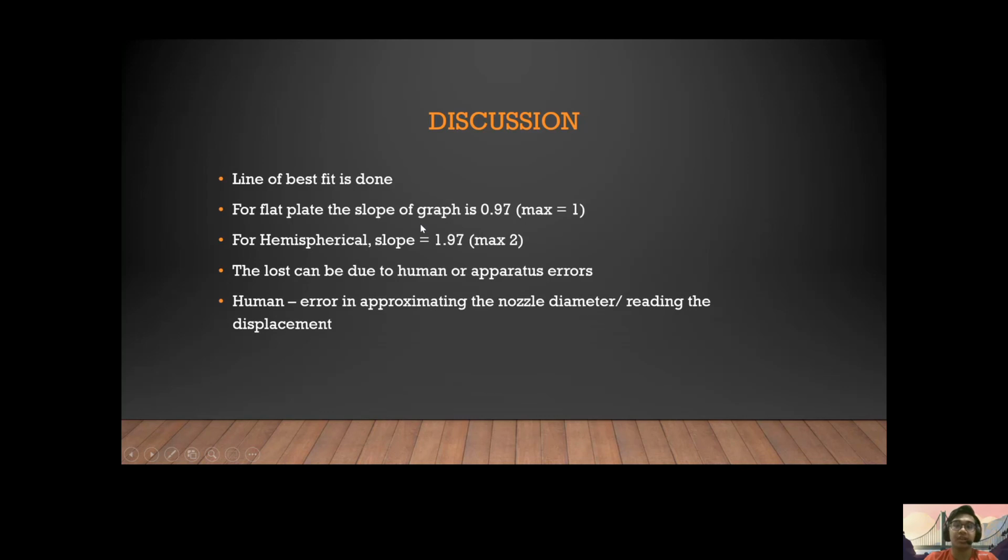We can discuss what the causes might be of this value being reduced from the theoretical or maximum value. The loss can be due to human error or apparatus error. Human error is, for example, error in approximating the nozzle diameter or reading the displacement. Apparatus error is maybe that the plate is not flat enough, or the manufacturing tolerances are such that it is not flat enough for us to mathematically consider it perfectly flat.